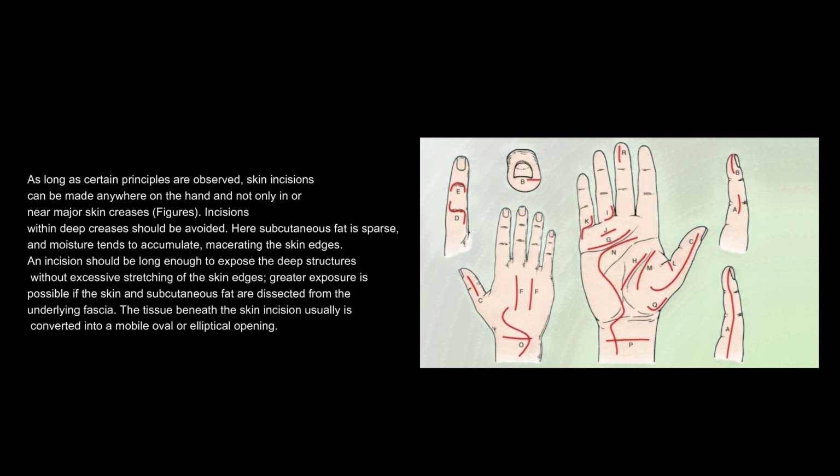An incision should be long enough to expose the deep structures without excessive stretching of the skin edges. Greater exposure is possible if the skin and subcutaneous fat are dissected from the underlying fascia. The tissue beneath the skin incision usually is converted into a mobile oval or elliptical opening.